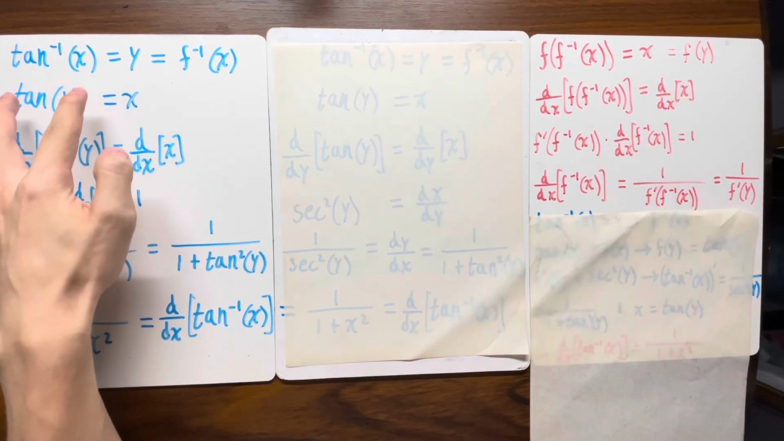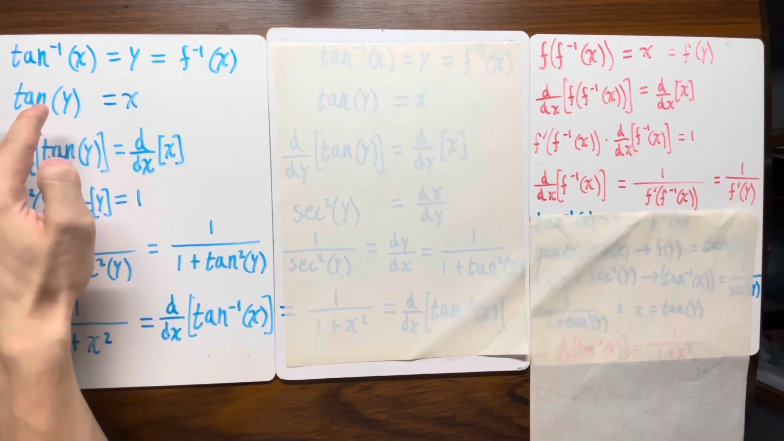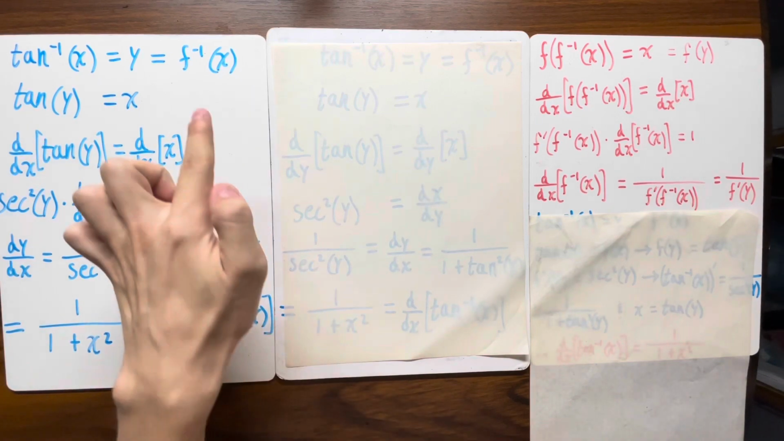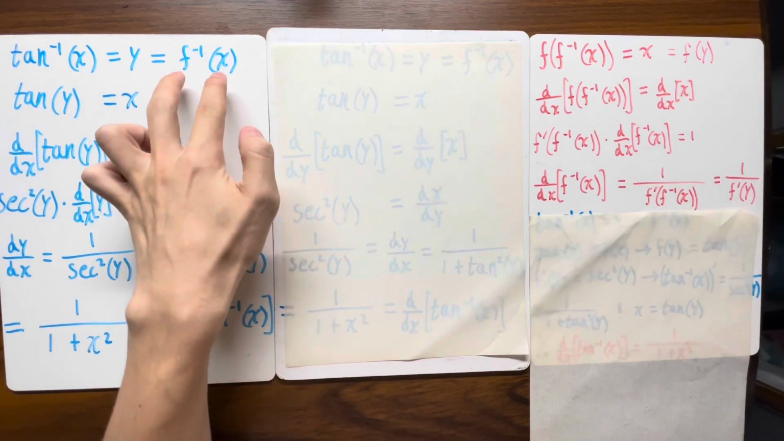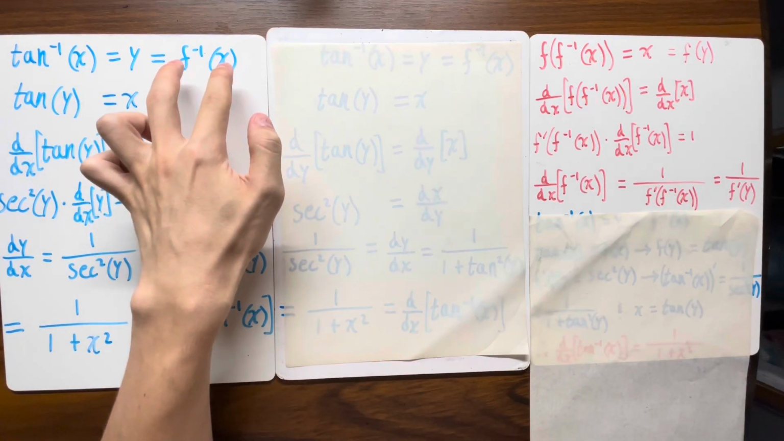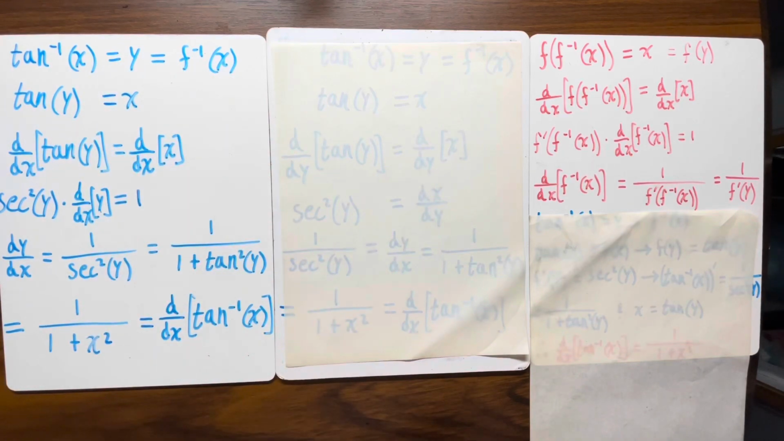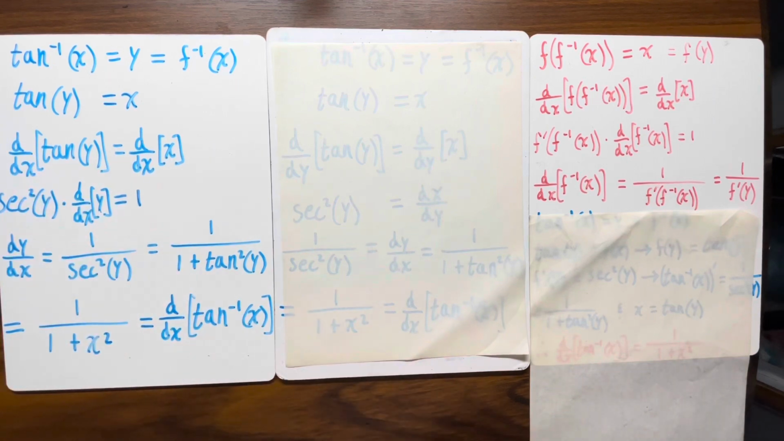So rewriting this equation in terms of the original, we can say that tangent of y is equal to x. Of course, we could also say that tangent of x is equal to f of x, but in this example, f of x is not equal to y. f inverse of x is equal to y. By rewriting it like this, we can take the derivative of both sides of this equation with respect to x.